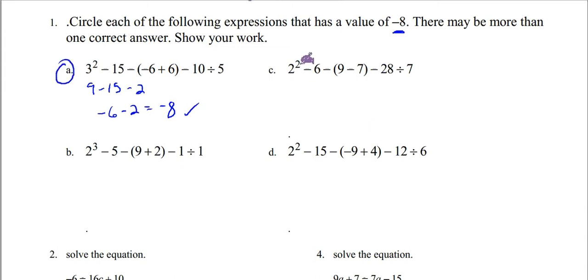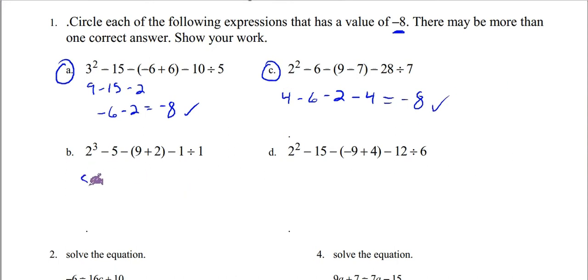First one down. 2 squared is 4, minus 6, minus what we see in the parentheses, 9 minus 7 is 2. Negative 28 divided by 7 is a negative 4. And then we just keep going. I'm going to say, like, 4 minus 4 is 0. Negative 6 minus 2 is negative 8. So that one works, too.